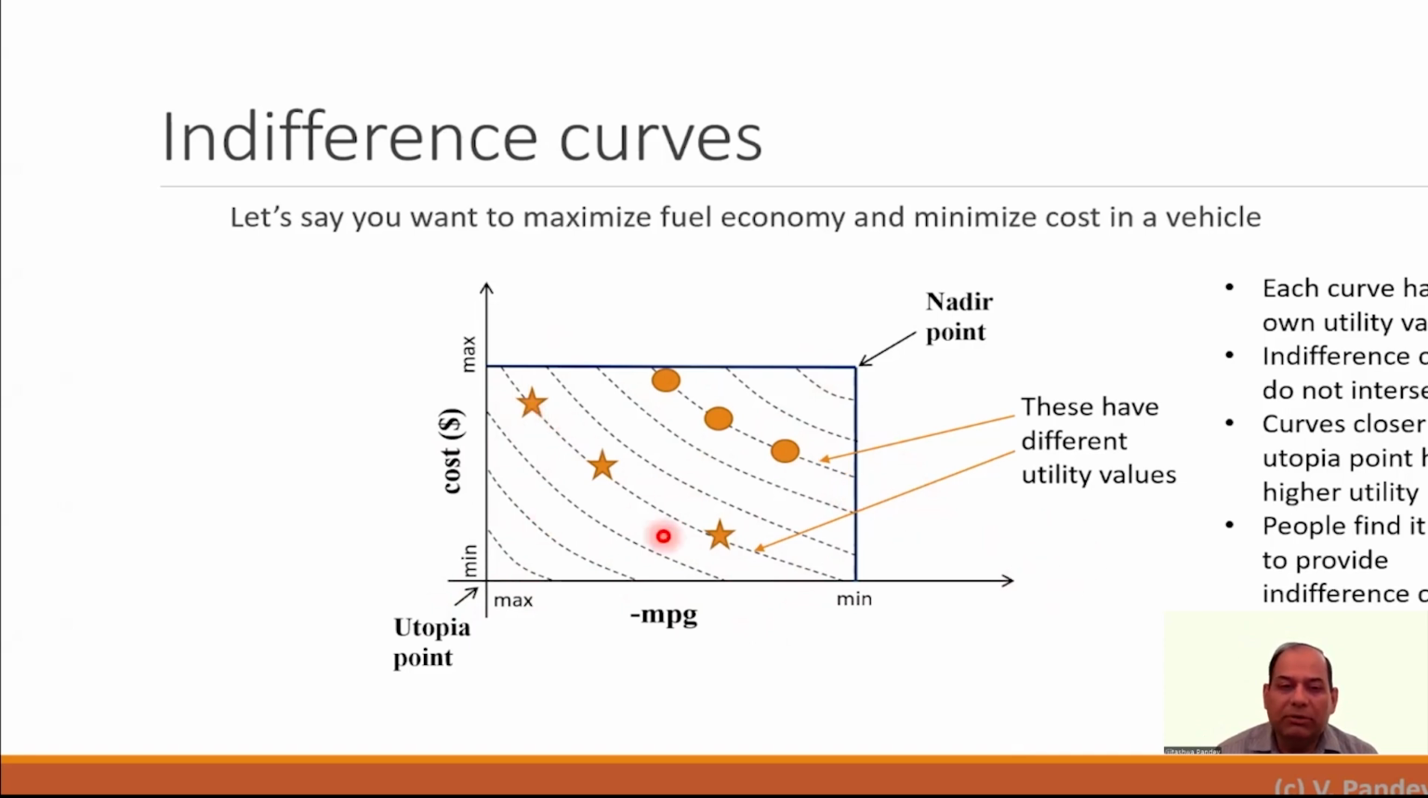Now, from an assessment standpoint, it is also seen that people find it much easier to provide indifference curves. And I do this in my class all the time. I will give examples of any two attributes, and I'll ask students to provide indifference curves, and they start with, let's say, 1 point here. They play with the numbers a little bit, and they get another point, and they get another point, and then slowly they start getting the idea, and then they're able to draw indifference curves, which can be one way of assessing multi-attribute utility functions if you use indifference curves. Okay.